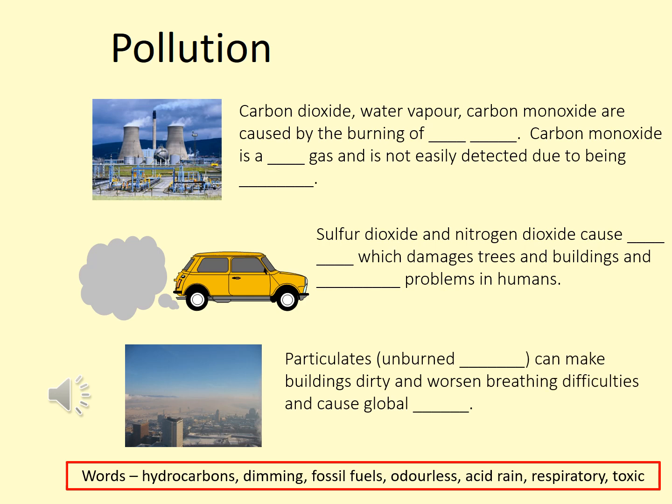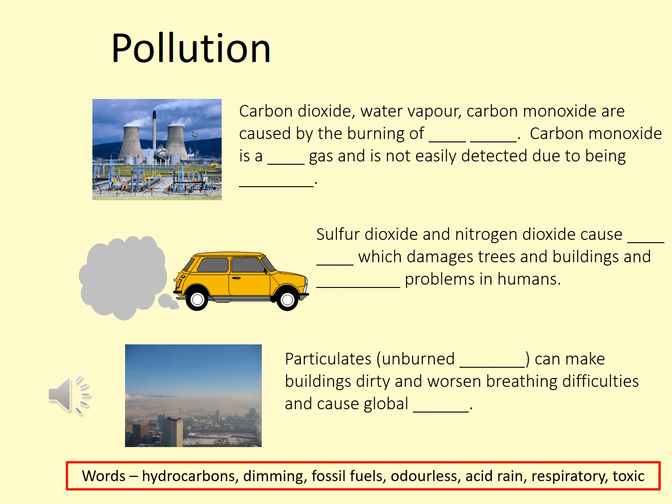Pollution comes in three main forms: carbon dioxide, water vapour and carbon monoxide, so things like the greenhouse gases; sulphur dioxide and nitrogen dioxide; and finally particulates. So carbon dioxide, water vapour and carbon monoxide are all caused by burning fossil fuels. If the fossil fuel isn't burned completely, it will produce carbon monoxide, and carbon monoxide is an odourless and colourless gas that can cause issues in terms of respiratory problems.